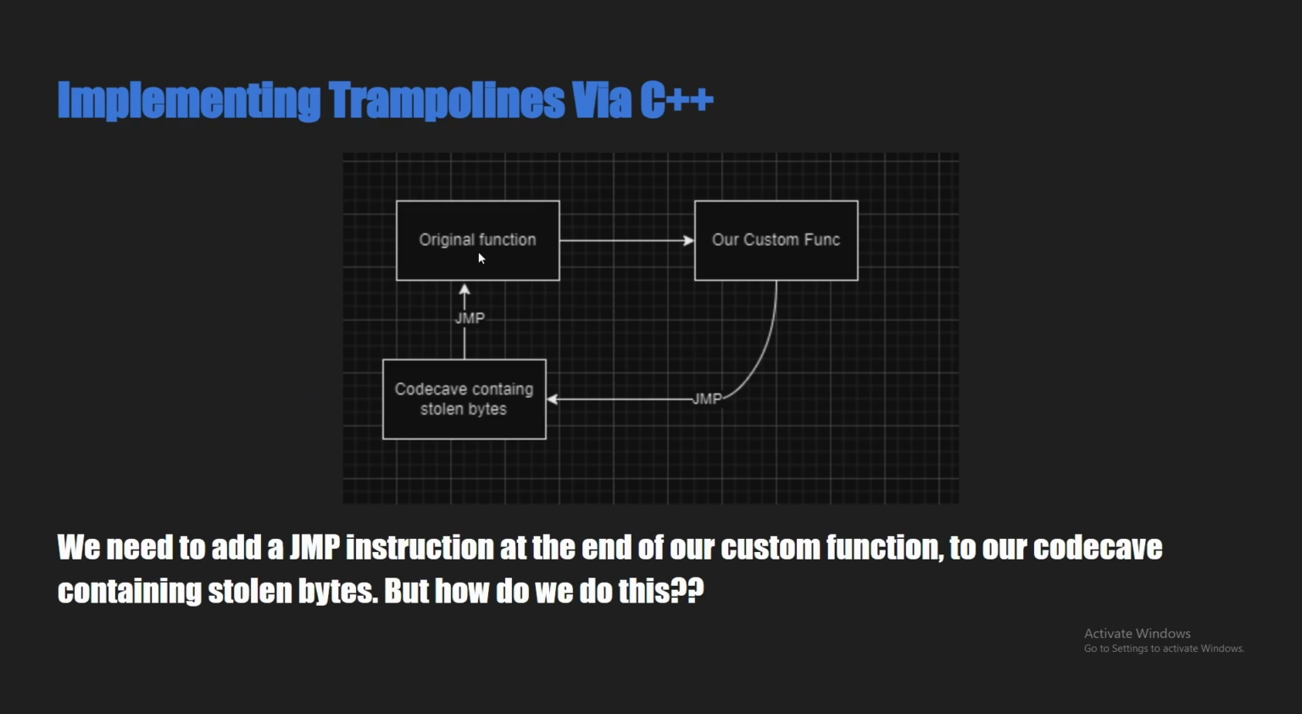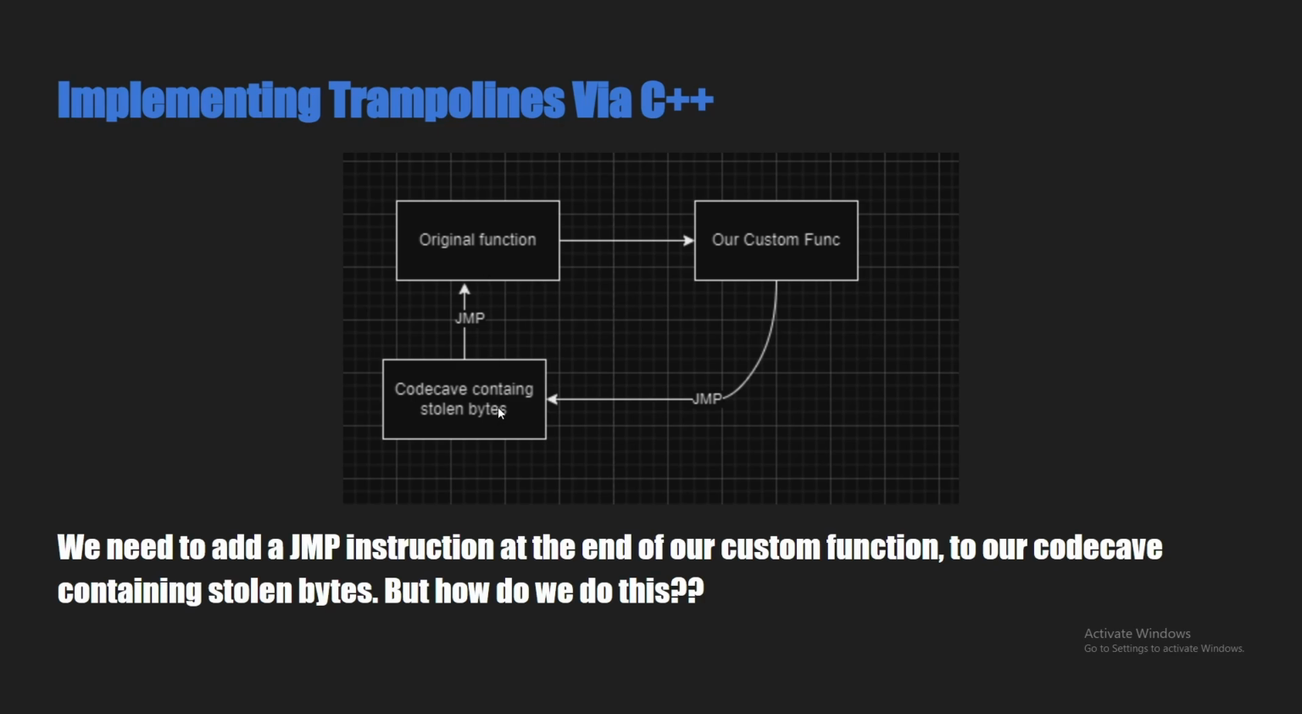So we have the original function, which is then going to have a jump inserted that's going to go to our hooking function. That's just what we've done now. We've inserted our jump, and that's a basic hook. But with the trampoline, it goes all the way around and it goes back to the original function. Now, where things get a little bit more complicated is going from our custom function back to the original function. So from our custom function, we need to have a jump going to a code cave containing the stolen bytes, which also contains a jump back to the original function.